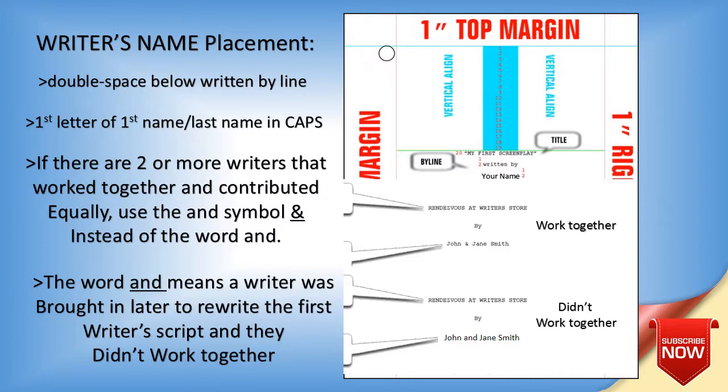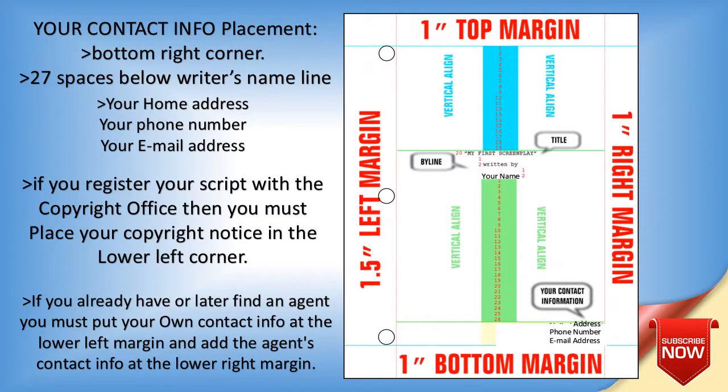That's it. And finally, the last thing you need to put on the title page is your contact information. The correct placement is the bottom right corner, exactly 27 spaces below the writer's name line. Specifically, you put your current address, your phone number, and your email address.